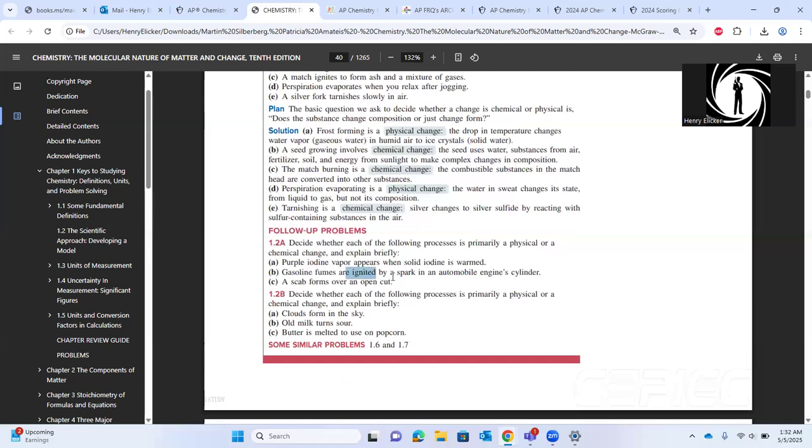Gasoline fumes are ignited by a spark in an automobile's engine cylinder. Ignited, well, that sounds like fire, flammability. That's a chemical thing. It's going to turn into a different product. A scab forms over an open cut. Well, this one seems a little confusing, but remember, as long as you see some different change, right? So the scab looks different from the rest of the other skin, huh? So it's probably a chemical change occurring.